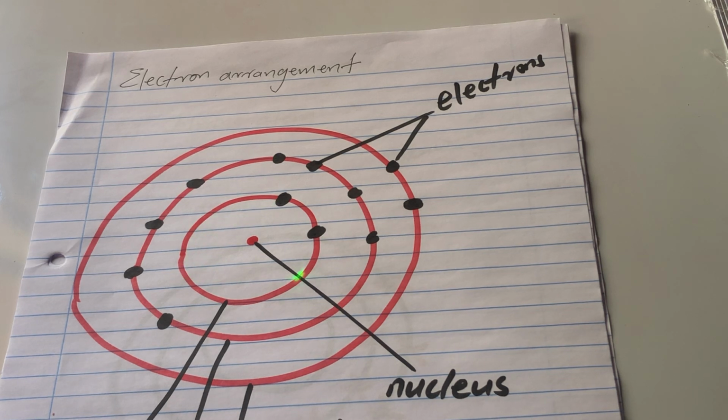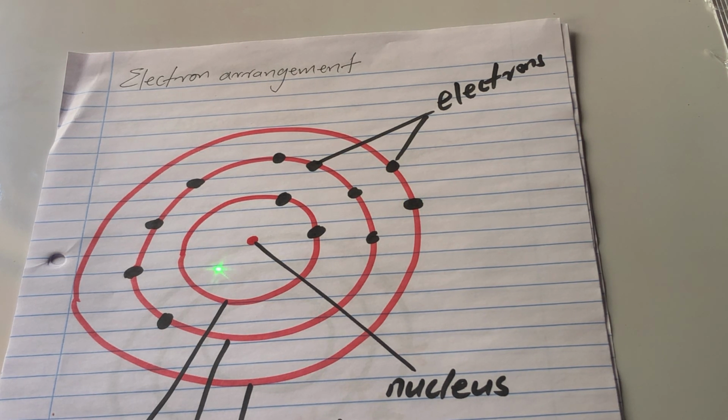The first shell requires only 2 electrons. It occupies only 2 electrons. The second one can take up to 8 electrons: 1, 2, 3, 4, 5, 6, 7, 8. Even the third one can take up to 8 electrons. But in this example here, I've put only 2.